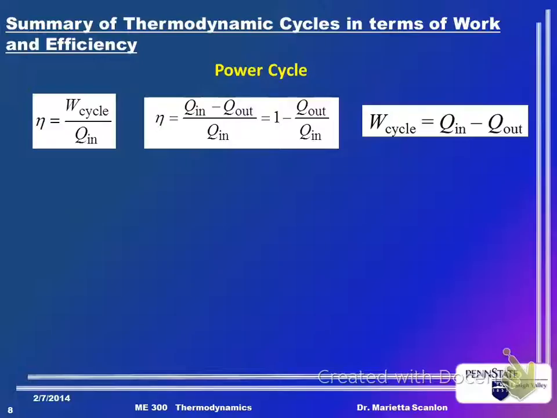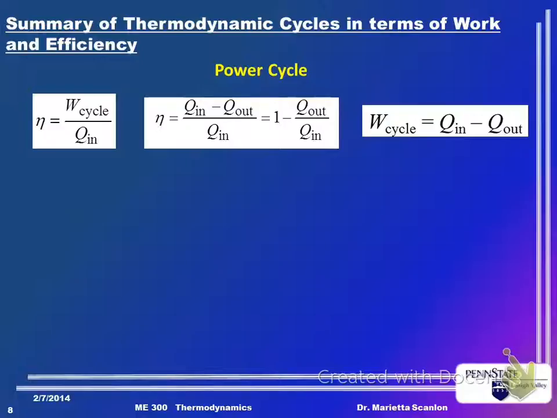That's the efficiency of a power cycle, and it's equal to the work you get out divided by the heat you have to put in. Both are units of kilojoules, for example. So what's the unit on efficiency? It's unitless. It's the first thing in thermo that doesn't have units.